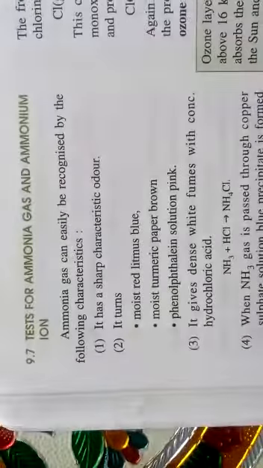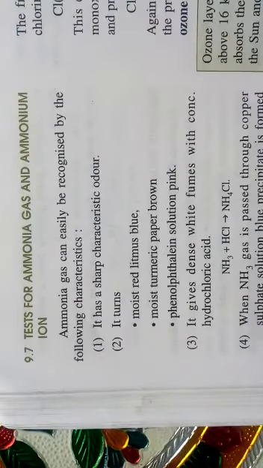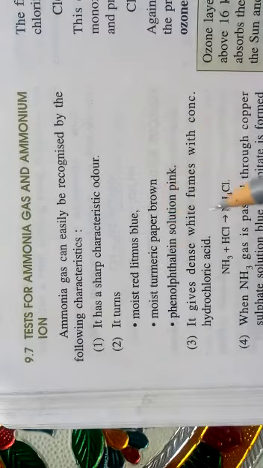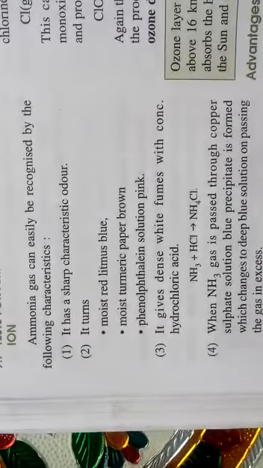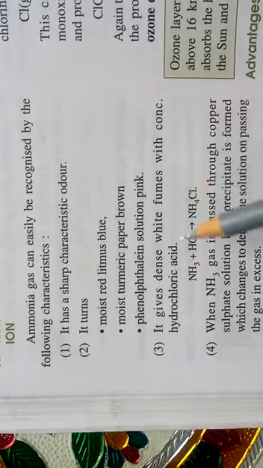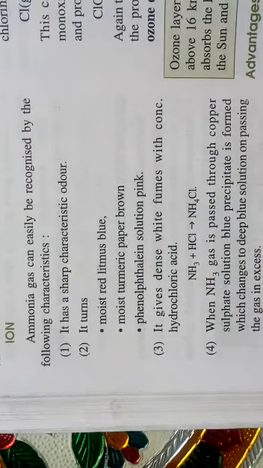Now, the test for ammonia gas and ammonium ion. It has a sharp characteristic odor. It turns red litmus blue, turmeric powder brown, and phenolphthalein solution pink. It gives dense white fumes with concentrated hydrochloric acid. When a glass rod dipped in HCl is brought near ammonia gas, we can see dense white fumes.